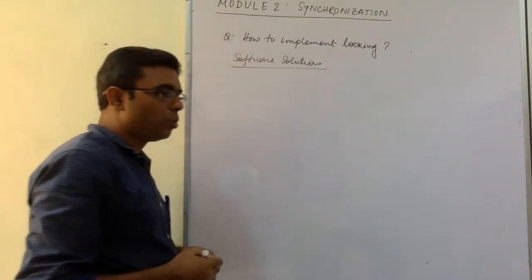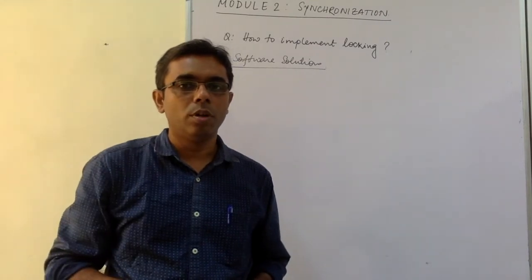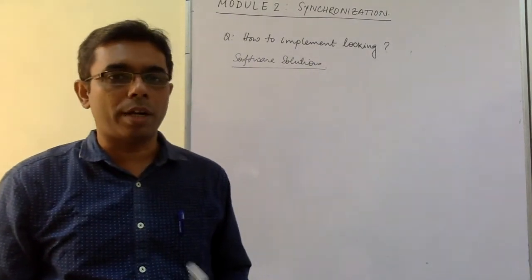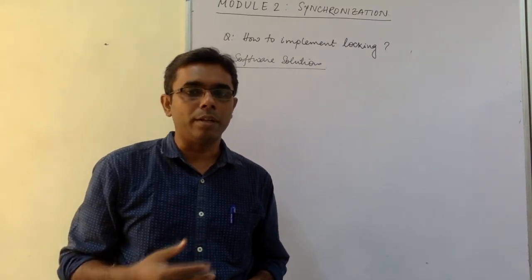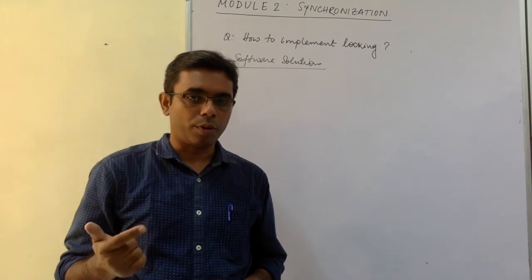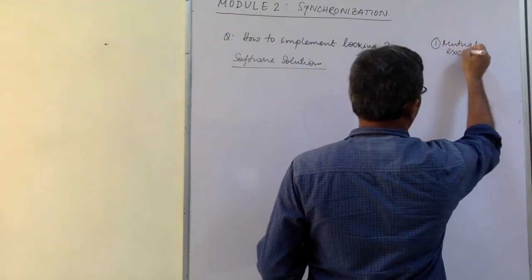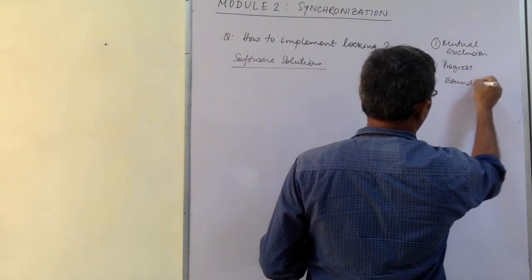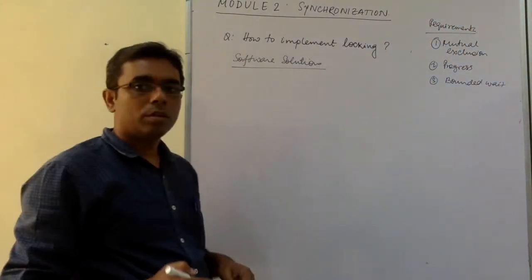Okay. We will start with a very naive approach, and then gradually build on that to finally reach the one that is most suitable. In each case, whenever we come up with a software mechanism to implement lock and unlock, we will evaluate how good the solution is by checking whether it meets our three requirements. What are these three requirements? Mutual exclusion, progress, and bounded waiting. These are the three requirements that we will be trying to evaluate.